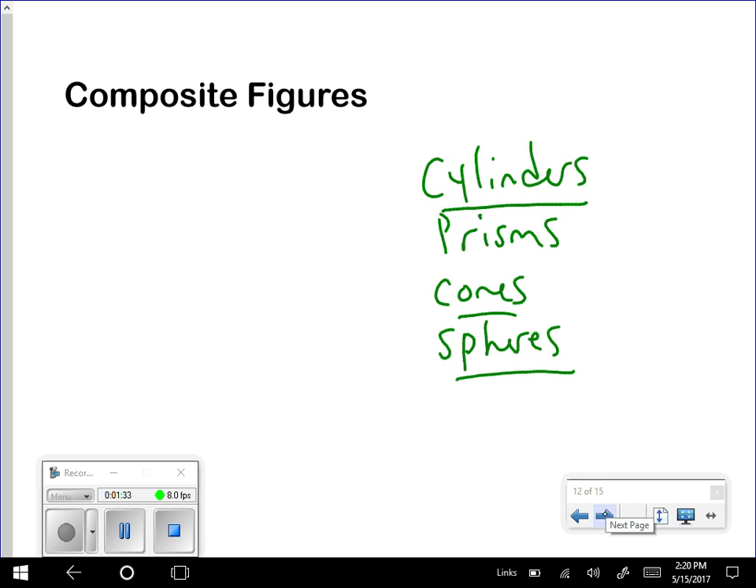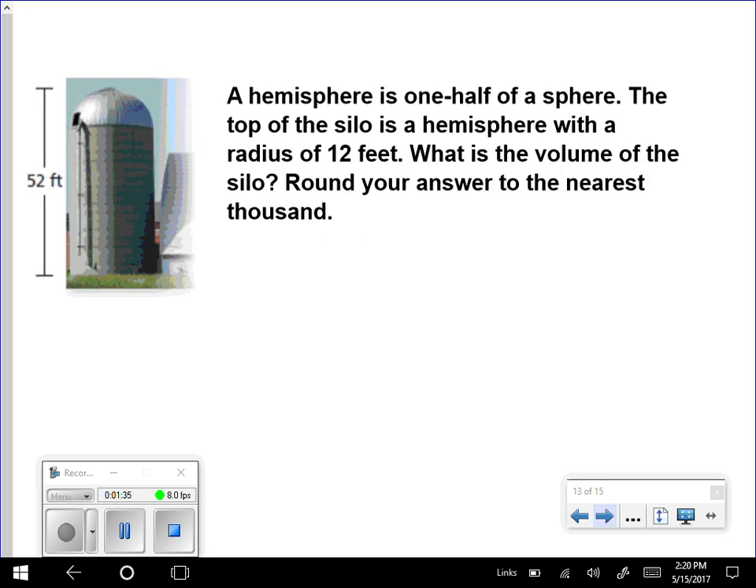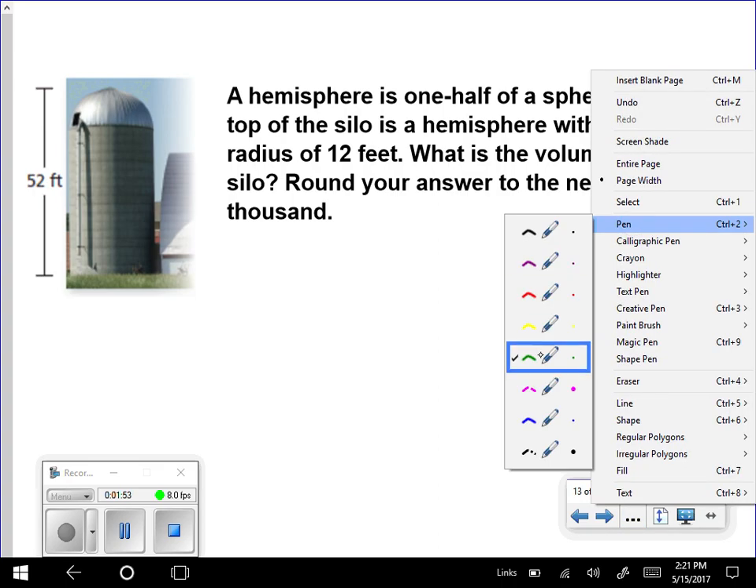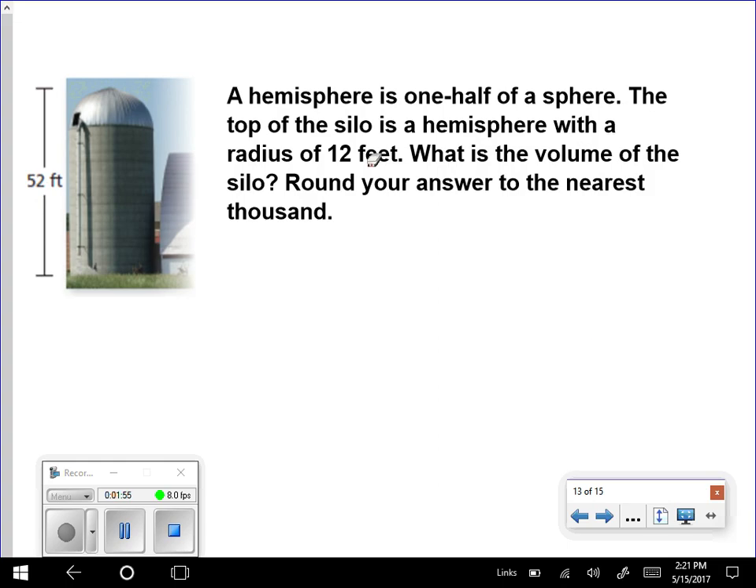So let's get started. So first one here, we have a picture of a silo. Hopefully you've seen a silo before. And what we have is a hemisphere at the top of the silo. That's half of a sphere, so we're going to have to keep that in mind. And the radius of that hemisphere is 12 feet. We want to know the volume of the whole silo.